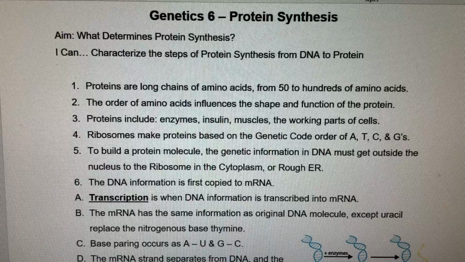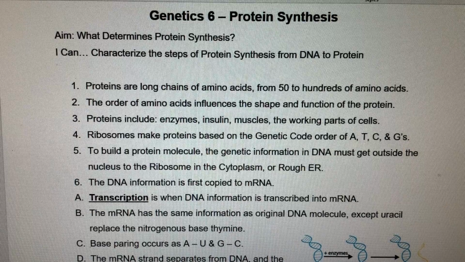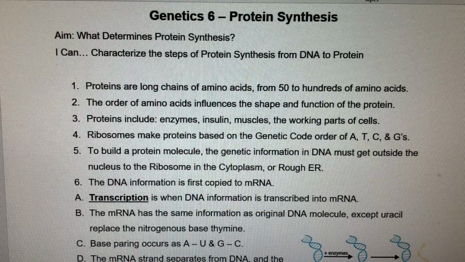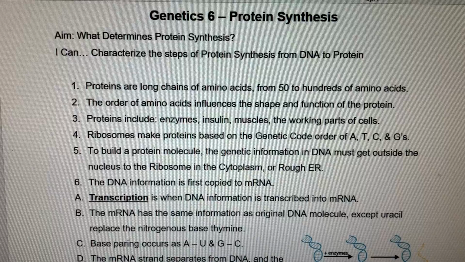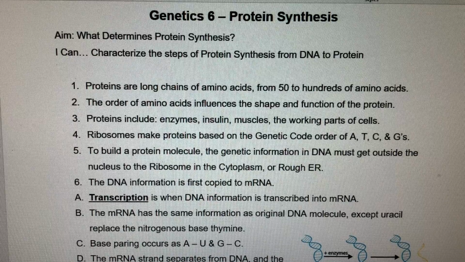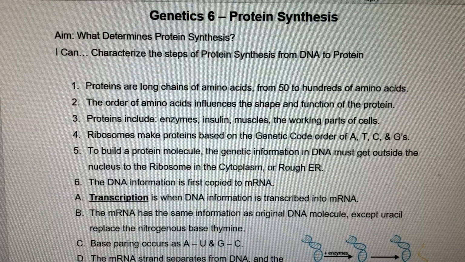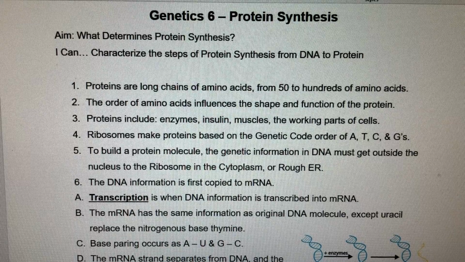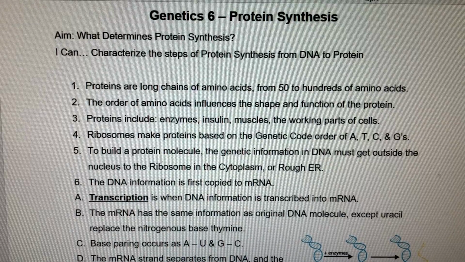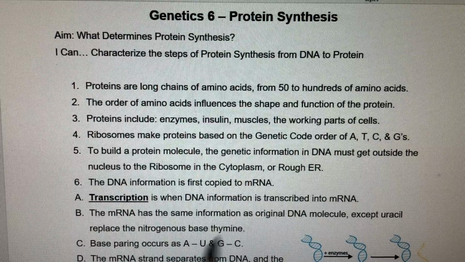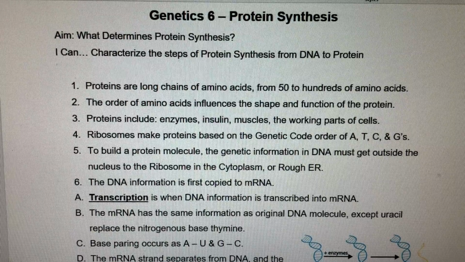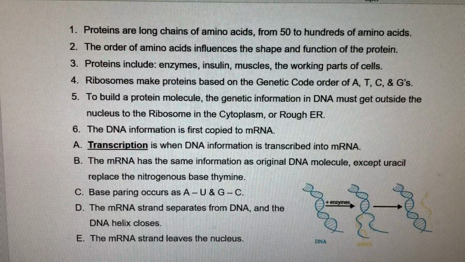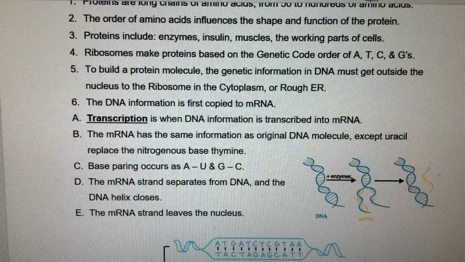The ribosomes make the proteins based on your genetic code order of A, T, Cs, and Gs. To build a protein molecule, the genetic information of DNA must get outside of the nucleus to the ribosome in the cytoplasm, or the rough ER. That DNA information is first copied into messenger RNA, mRNA. We call this process transcription.